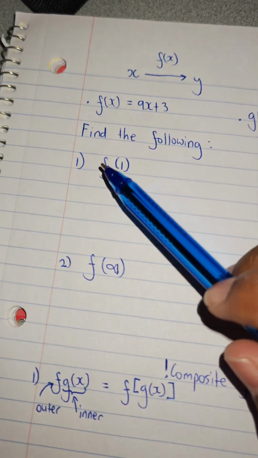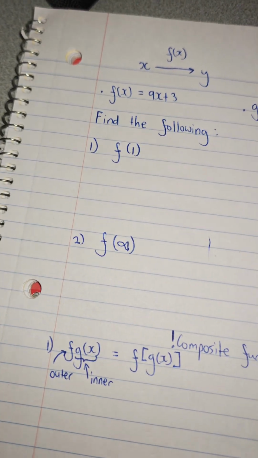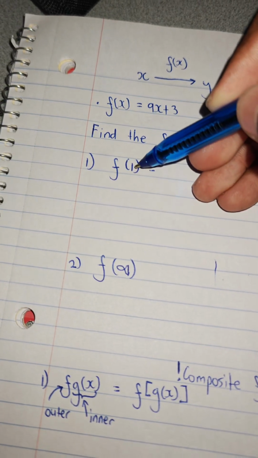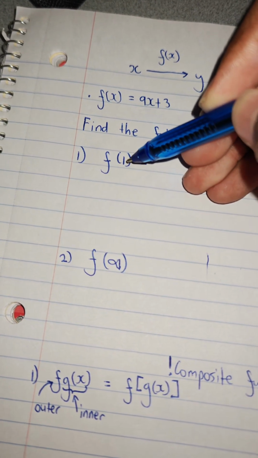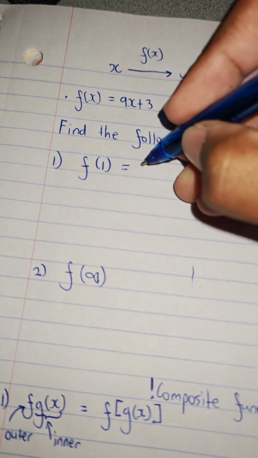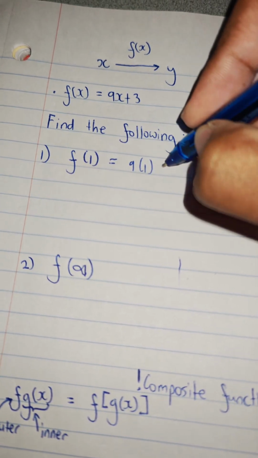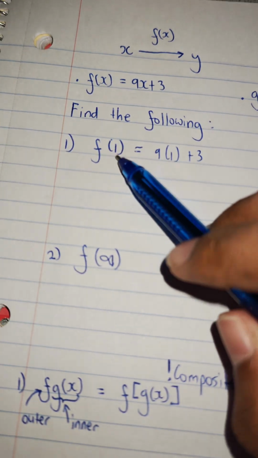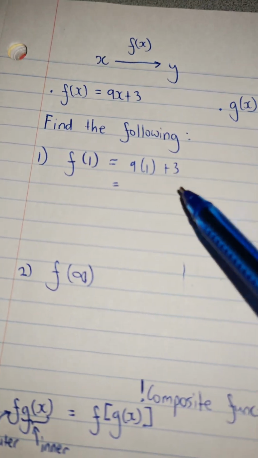So let's just say you wanted to find f of 1. What does that mean? Well, let me show you. Instead of x, what do we have in the brackets? We have 1, which means we're going to input 1 into the function. So instead of seeing x, you're going to write 1. So it'll be 9 by 1 plus 3. Why did I do that? Because 1 was the input, and so I plug 1 into the function.